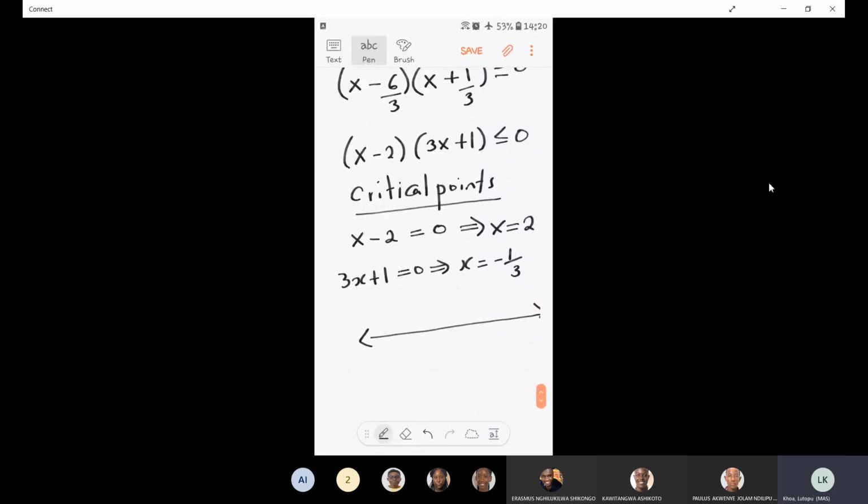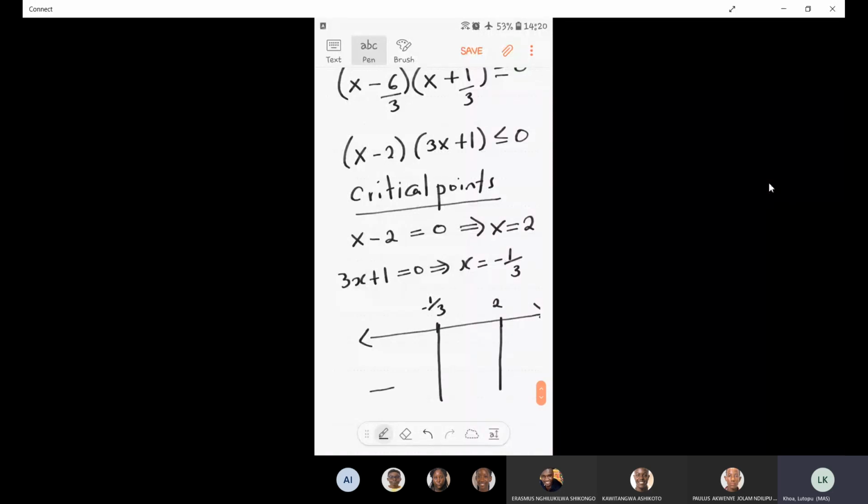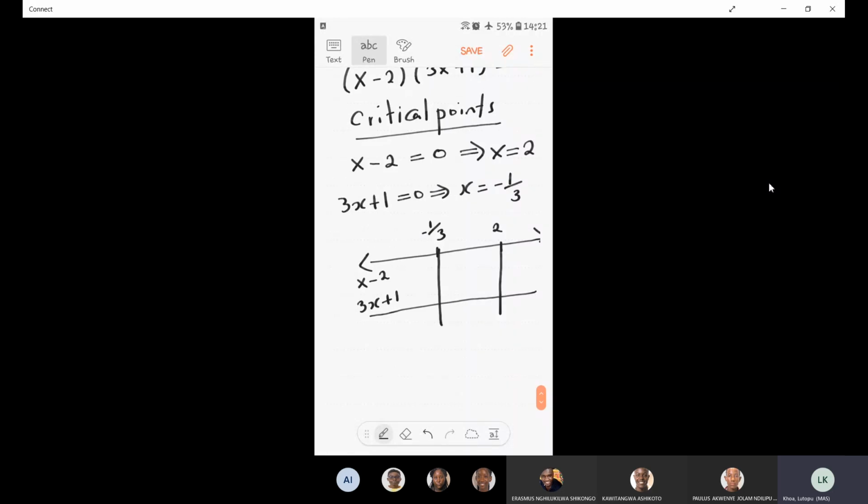You have negative 1 over 3 and then 2 over there. Okay, you put your factors, x minus 2, and then we have 3x plus 1. Okay, then from here you need to pick representatives. So you need a number in the first region that is less than minus 1 over 3, let's say minus 10. Then in the second region, 0 is always a good representative. And then in the last region, let's pick 10.